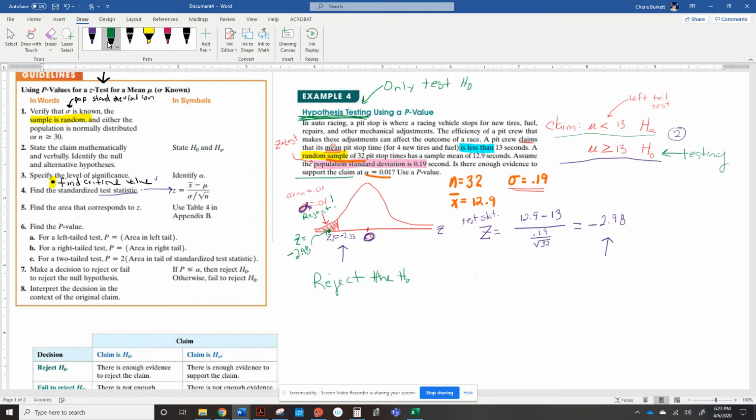And I came up with reject the null because the test statistic was in the shaded section. That's why I'm going to reject the null hypothesis. So I'm going to reject this statement. So if I reject that statement, then what does that mean I do about the claim? If I reject that one, you would think I would accept that one.